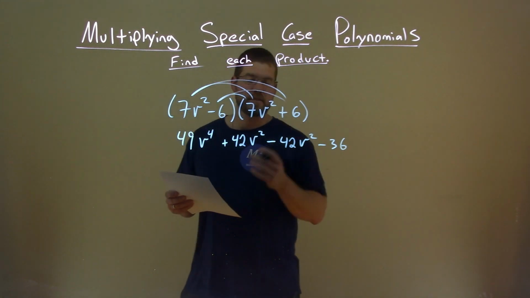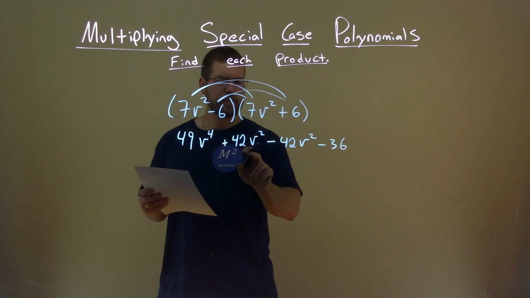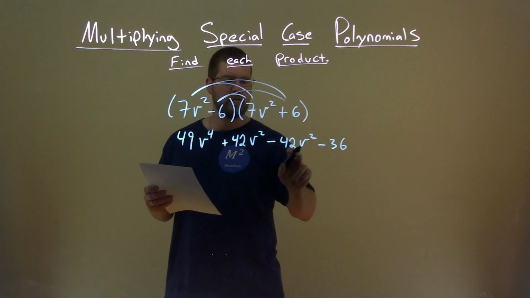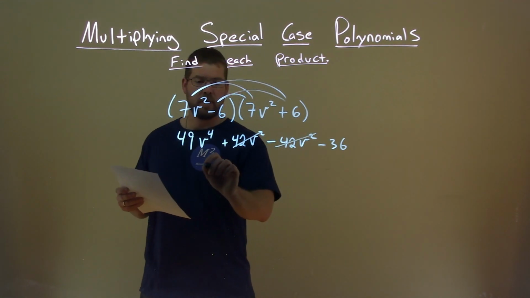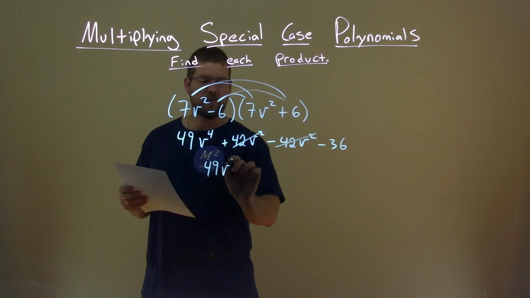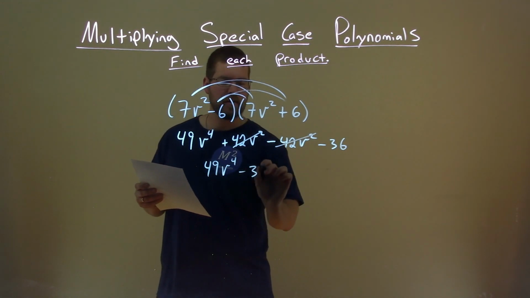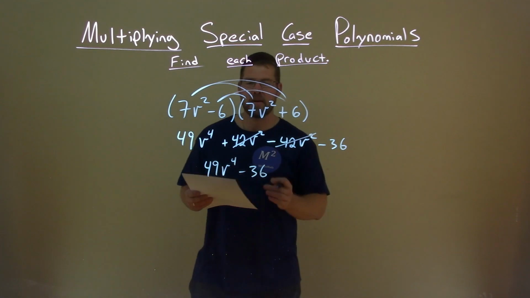So now we want to simplify. We'll look at the middle first. 42v squared and minus 42v squared cancel each other out. So we're left with now 49v to the fourth power minus the 36, and that is our final answer.